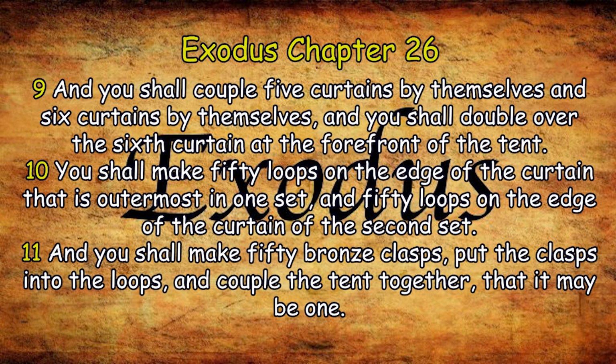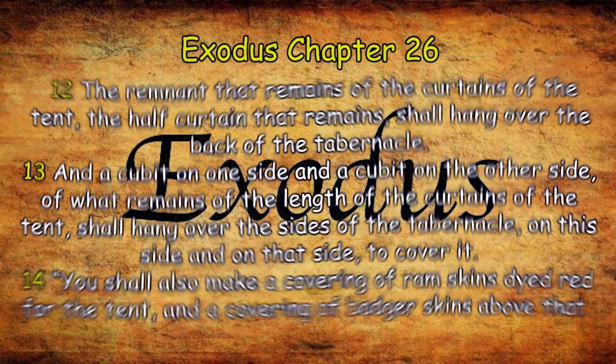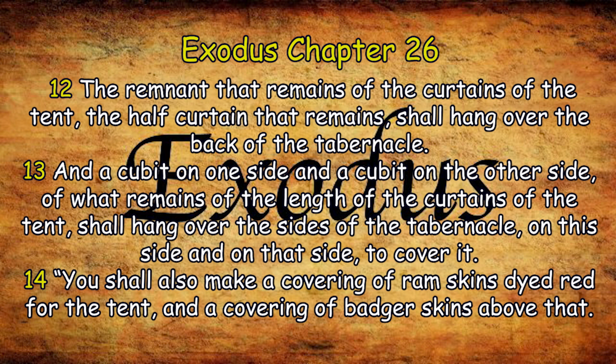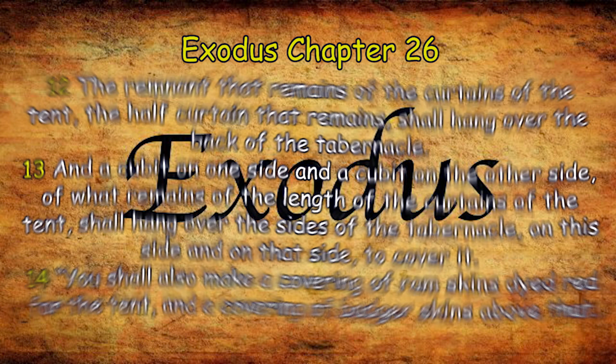And you shall make 50 bronze clasps, put the clasps into the loops, and couple the tent together, that it may be one. The remnant that remains of the curtains of the tent, the half curtain that remains, shall hang over the back of the tabernacle. And a cubit on one side, and a cubit on the other side, of what remains of the length of the curtains of the tent, shall hang over the sides of the tabernacle, on this side and on that side, to cover it. You shall also make a covering of ram skins, dyed red, for the tent, and a covering of badger skins above that.